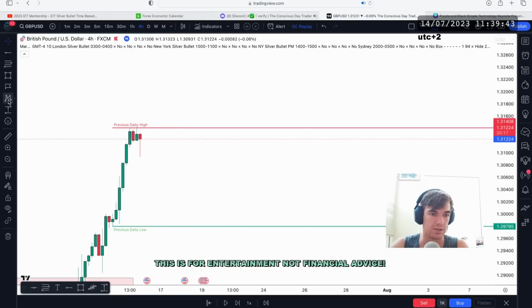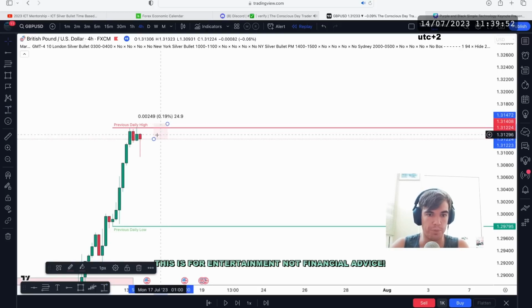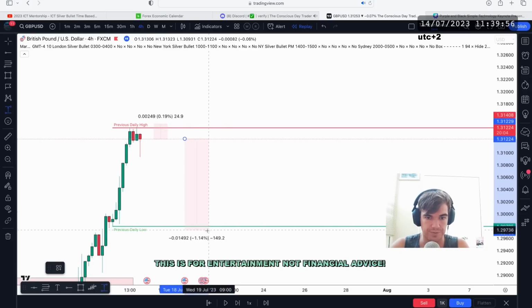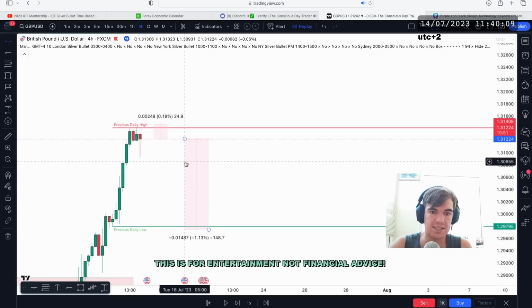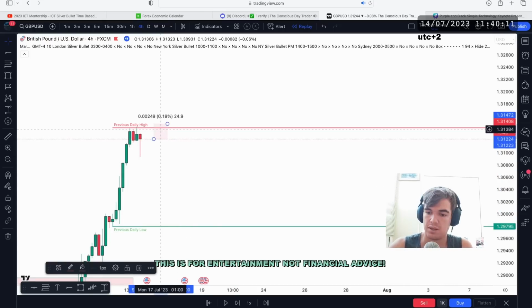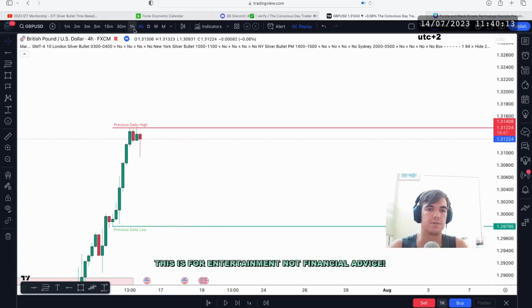Why? Because just look at this. These are 4 hours, so this is 1 a.m. So let's say we're trading right now, 24 pips to take the highs compared to 150 pips to take the lows. What is more likely to happen? Obviously to take the highs. So we need to see, is there any setup to take those highs? We go down to the hour.